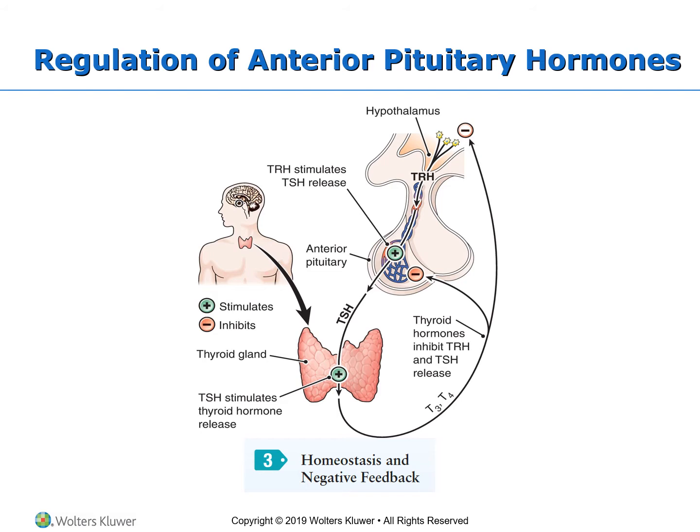Let's say at the level of the hypothalamus, the neurons are producing thyroid releasing hormone that will travel through the portal system. You can see the arrows moving down through the infundibulum to the anterior pituitary gland, where they will stimulate the cells to produce the thyroid stimulating hormone, and the thyroid stimulating hormone will stimulate the thyroid gland to produce thyroid hormones.